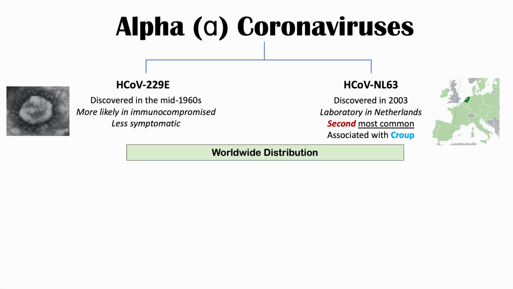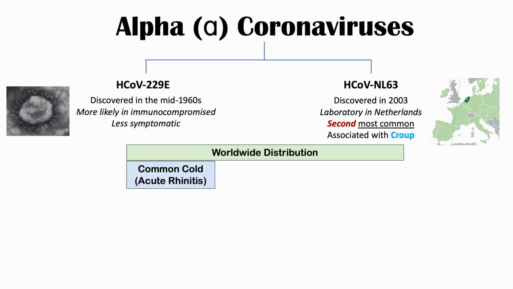Both of these coronaviruses have a worldwide distribution. Wherever researchers have looked, they have found these viruses. They are everywhere. They are ubiquitous. And they have a seasonality. So like a lot of respiratory viruses, they fluctuate throughout the year with the highest amount of cases in the winter and the lowest amount of cases in the summer.